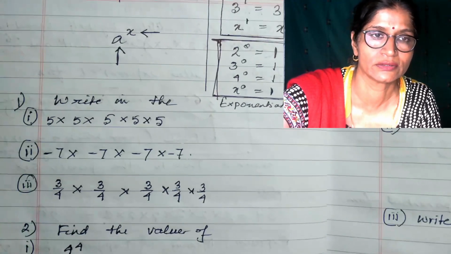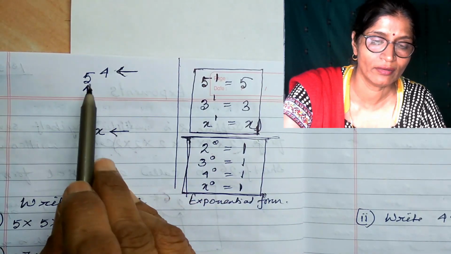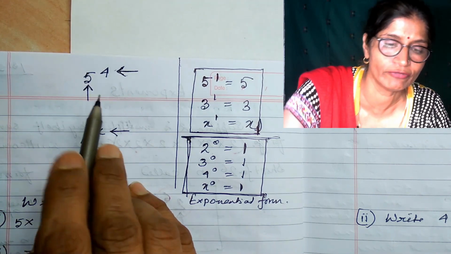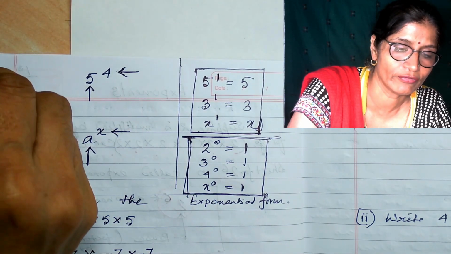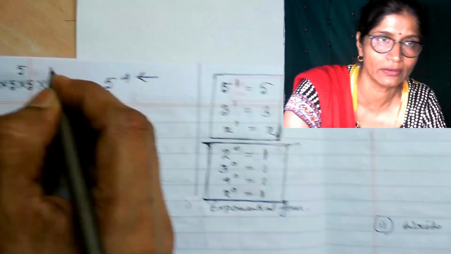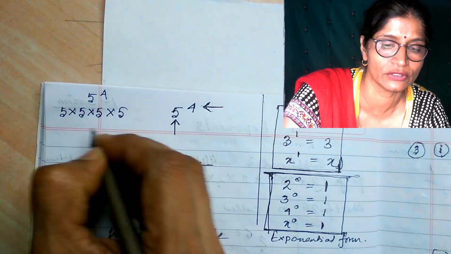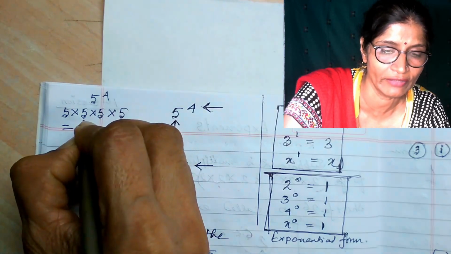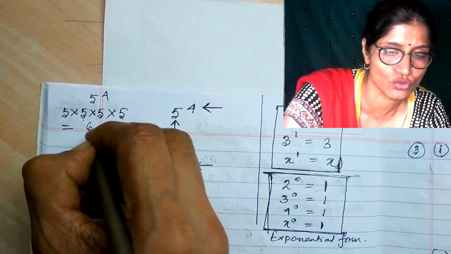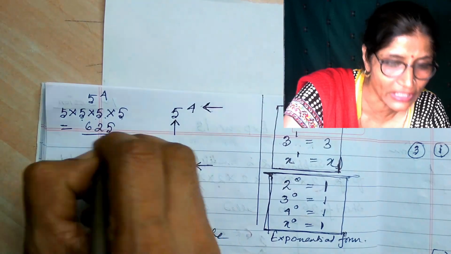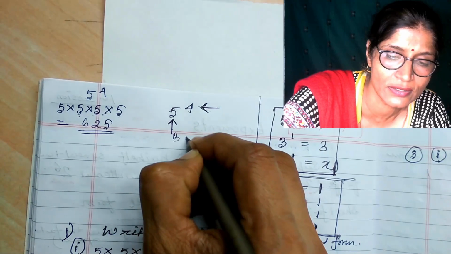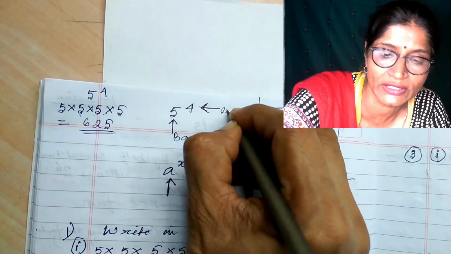Now next, I have written here 5 to the power 4. 5 to the power 4 means 5 into 5 into 5 into 5. That is equal to 5 5s are 25, 25 5s are 125, 125 5s are 625. So that is equal to 625. Here this 5 is the base, and 4 is the exponent.